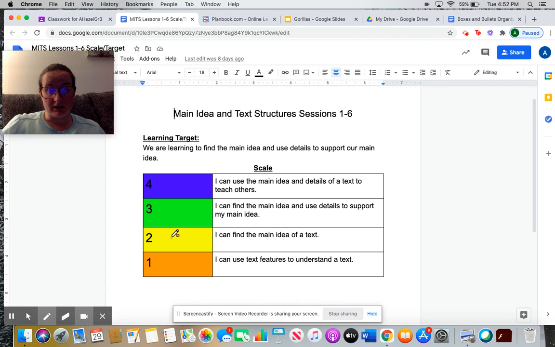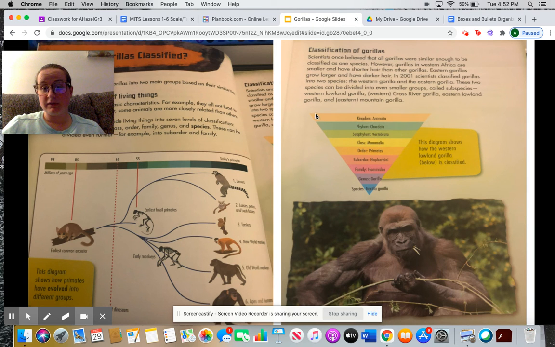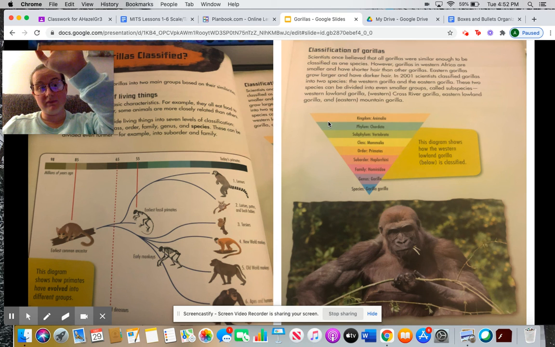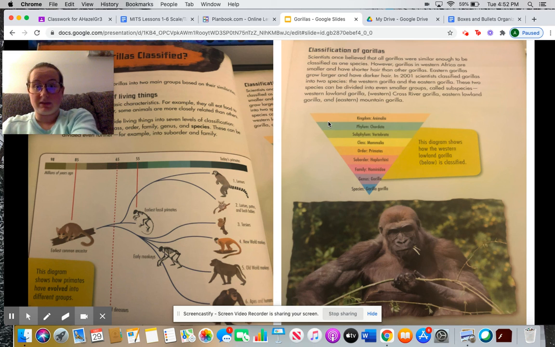All right, so from our boxes and bullets organizer today, we worked on finding the main idea of our text. So this is where we were today. Right? And we also continue to use our text features, right? Especially those topics and subtopics. And it's kind of cool because when we look at the page of this book, it kind of does the same thing, right? You have the one big species or topic and the smaller subspecies or subtopics.